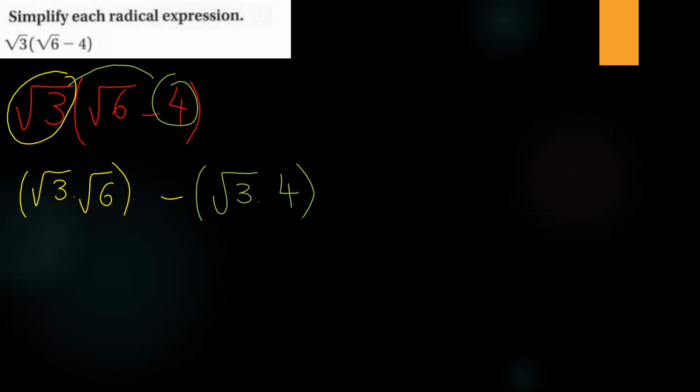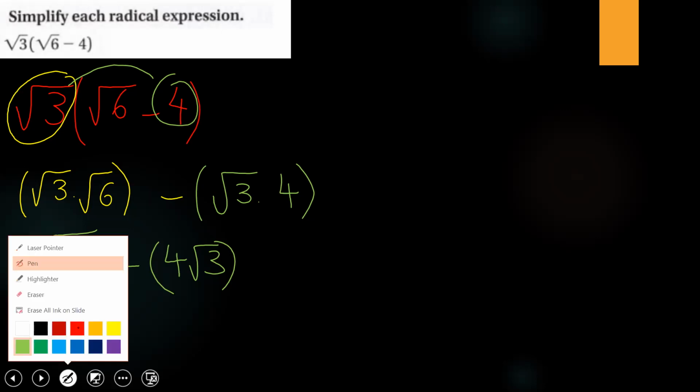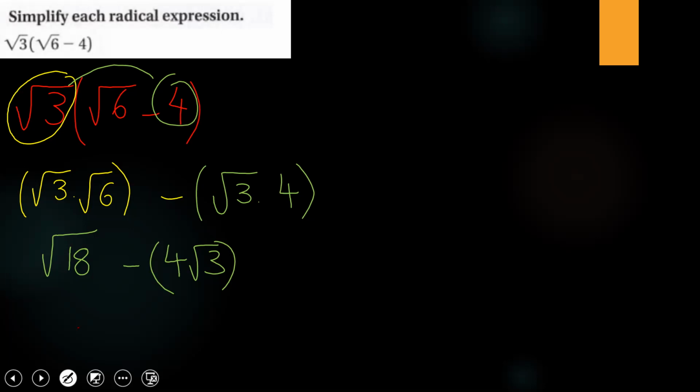Then square root of 3 times square root of 6 is the square root of 18, minus 4 square root of 3. Now look at 18. Is it a prime number? No, teacher. If you factorize 18, are the factors prime numbers? No. If you factorize 18 here, we have 9 and 2. So 18 is the square root of 9 times square root of 2.